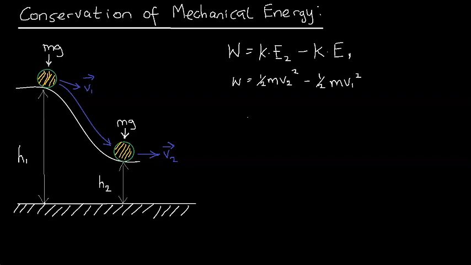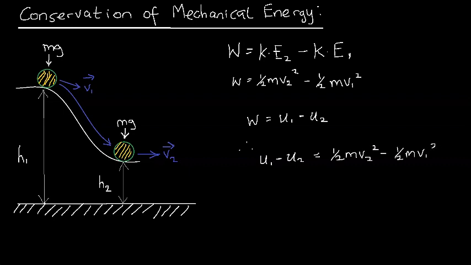Also, from our definition of potential energy, the work done on an object by a conservative force is equal to the initial potential energy of the object minus the final potential energy of the object. And so our work done is equal to U1 minus U2. Therefore, we can write that U1 minus U2 equals half mv2 squared minus half mv1 squared. And rearranging this, we have U1 plus half mv1 squared equals U2 plus half mv2 squared.